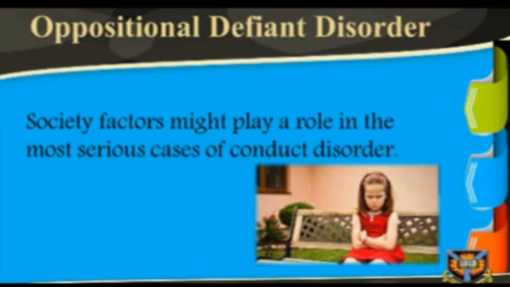Societal factors might play a role in most serious cases of conduct disorder. There is also a biological basis of vulnerability to conduct disorder, a constitutional vulnerability. Heredity is one source. Genetic factors play a role in determining which children have conduct problems and which do not. Cases of conduct disorder have been linked to genetic and biological factors, drug abuse, poverty, traumatic events, and exposure to violent peers or community violence.